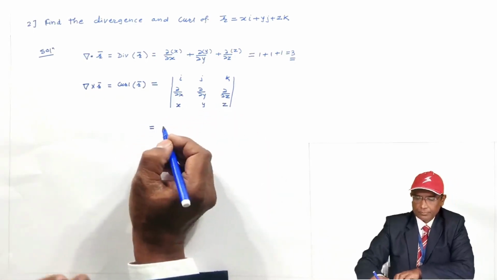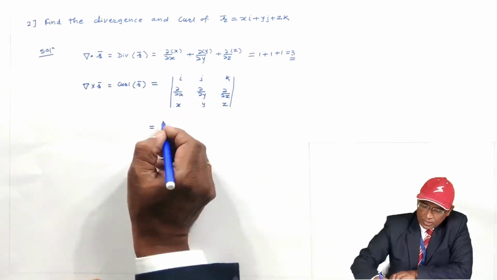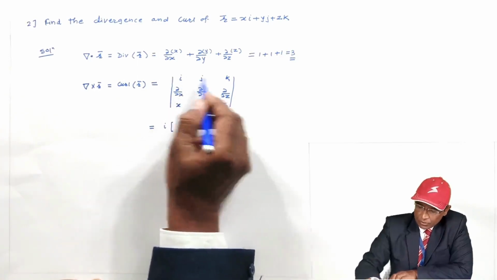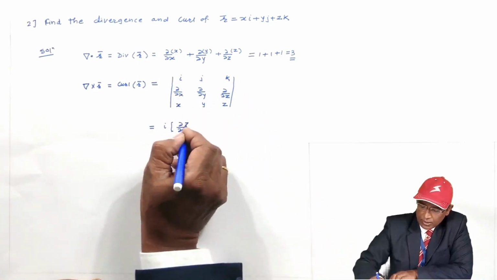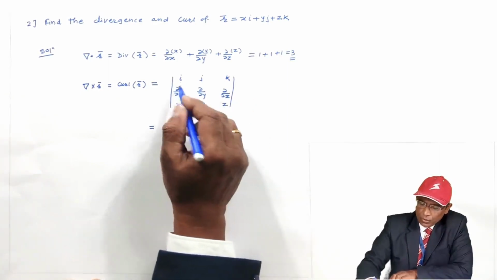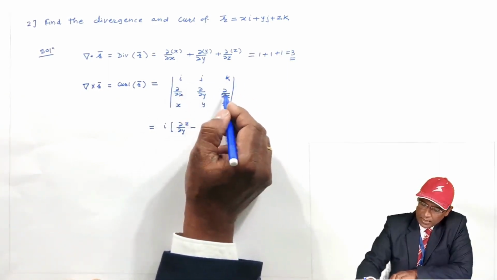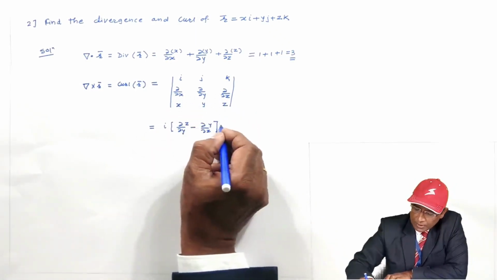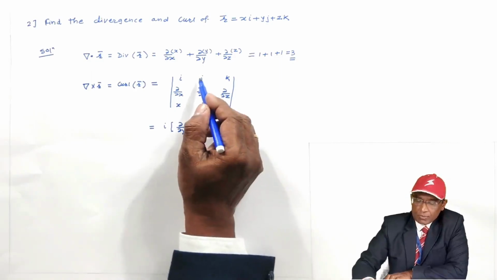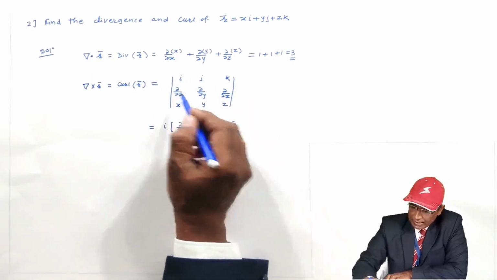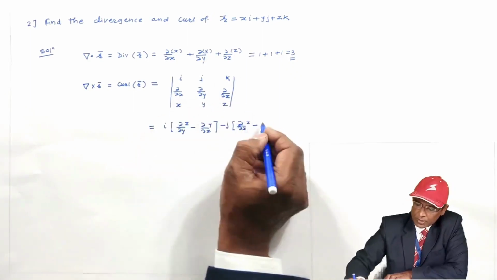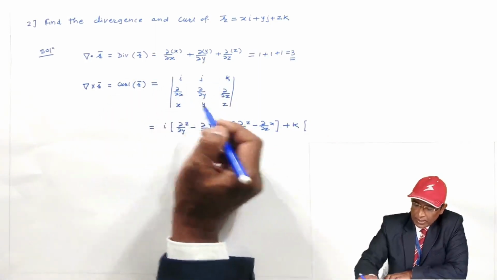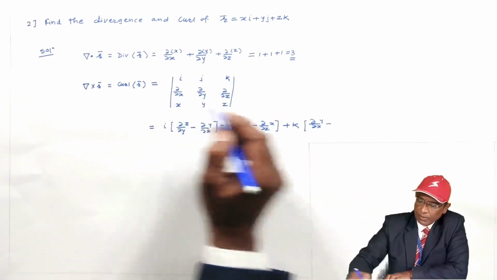Now try to solve this determinant. Write the minor of i: leave this column and row, del y of z minus del z of y. You can write it directly also, I am writing it indirectly. When you resolve a determinant, the second element takes a minus by default. Minor of j: leave this column and row, del x of z minus del z of x, plus k. Minor of k: leave this column and row, del x of y minus del y of x.